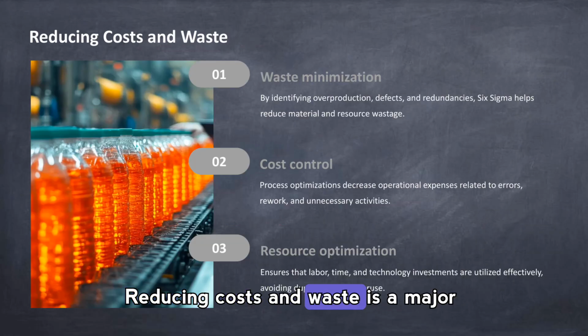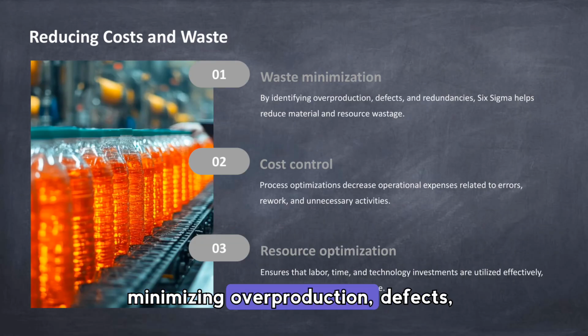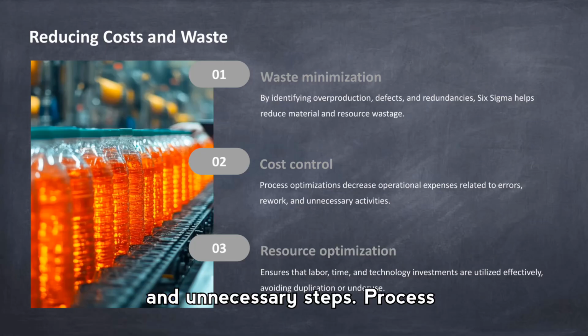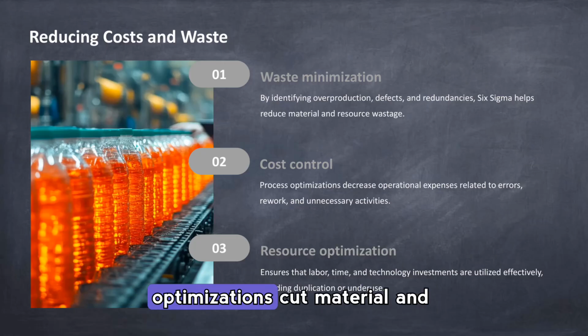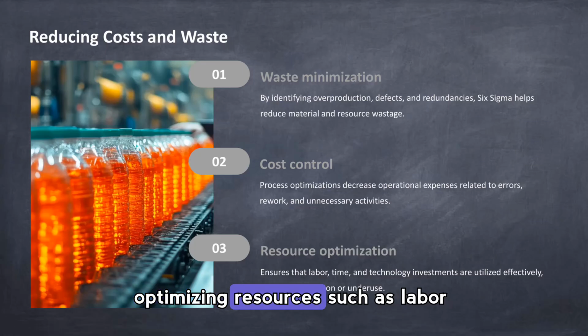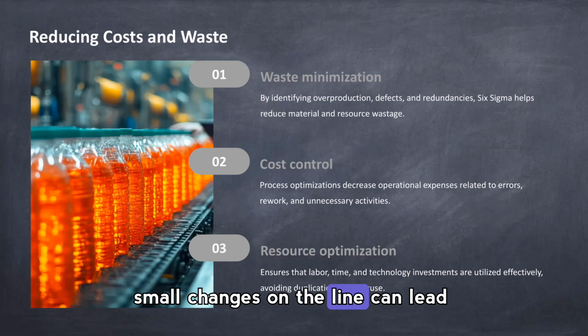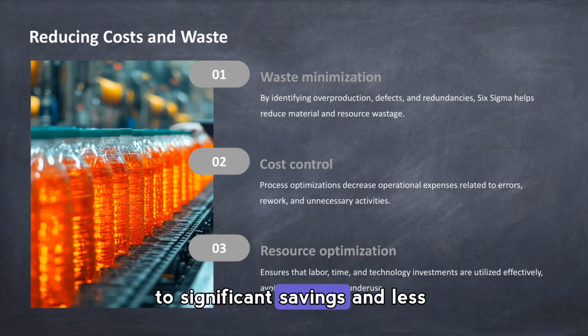Reducing costs and waste is a major payoff of Six Sigma, achieved by minimizing overproduction, defects, and unnecessary steps. Process optimizations cut material and operational expenses, while optimizing resources such as labor and equipment. The slide's production imagery illustrates how small changes on the line can lead to significant savings and less environmental impact.